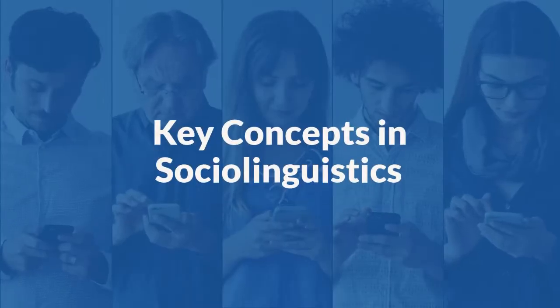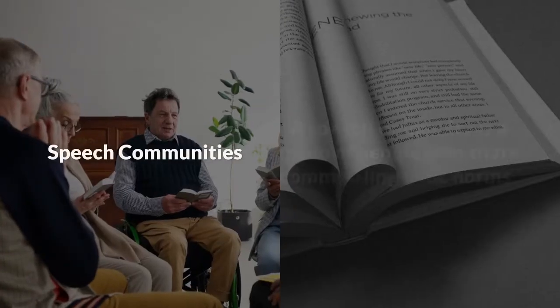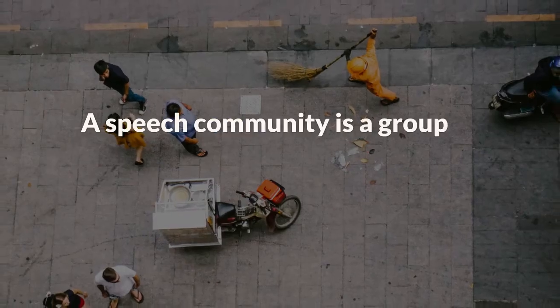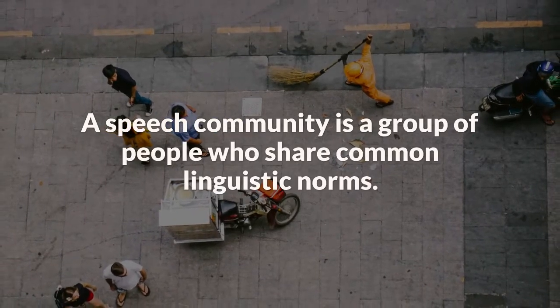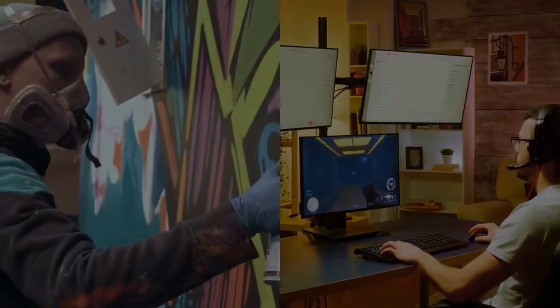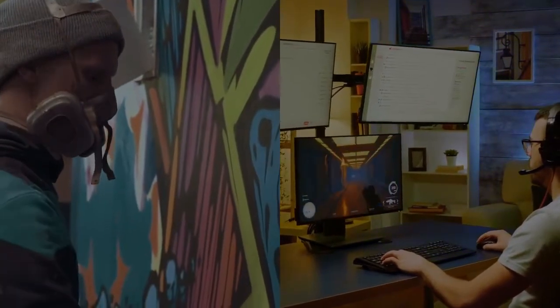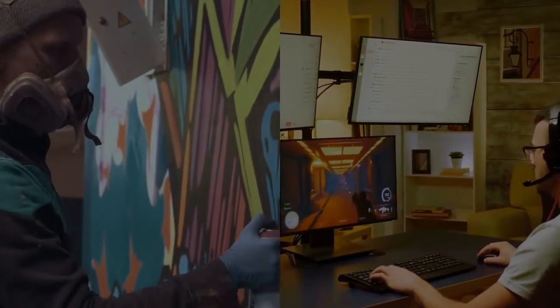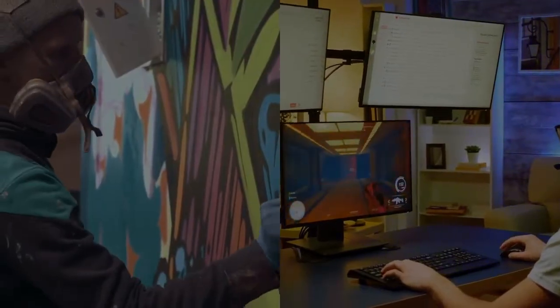Key concepts in sociolinguistics. Speech communities. A speech community is a group of people who share common linguistic norms. Think of subcultures like gamers, hip-hop fans, or even corporate professionals. Each group develops its own unique way of speaking.